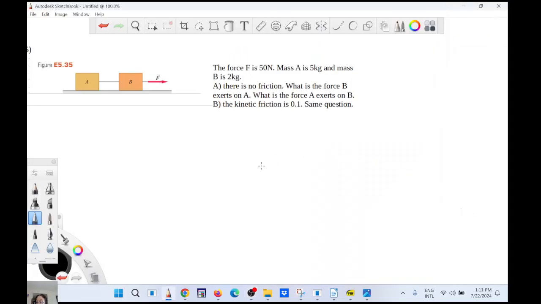So the next one is classic in physics. You have a string between block A and block B. Block B is 2 kilograms and this is 5 kilograms. And here you have a string, right? And you see there is a net force to the right applied to the system here. So there will be an acceleration. So they want you to find the tension, right? It means the force that A applies to B.